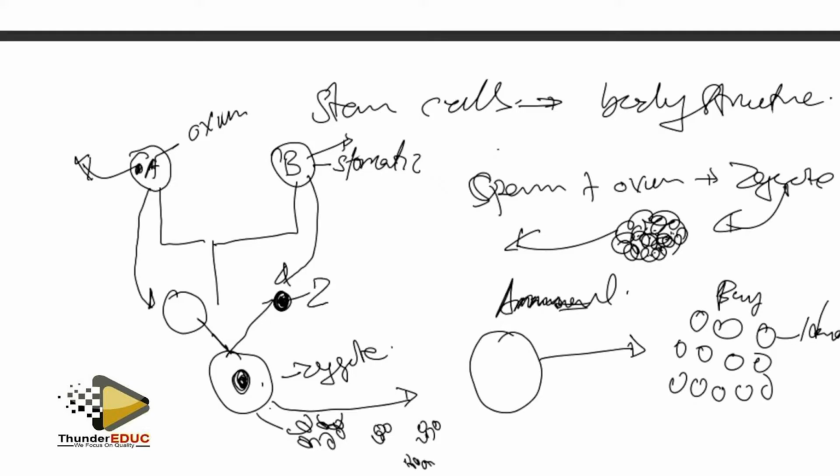And because this one is diploid, 2N, they can ask you how many chromosomes are found in this. Because it's a somatic cell. Somatic cells are always diploid. You see? Somatic cells are always diploid.